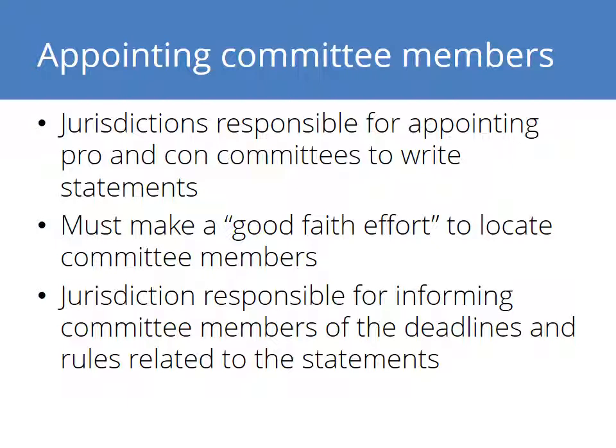It is also the responsibility of the jurisdiction to inform the committees of the rules and deadlines related to the voters' pamphlet. If the jurisdiction is unable to locate members for a committee, the steps taken to locate members must be included in the email when submitting the appointment form to King County Elections.